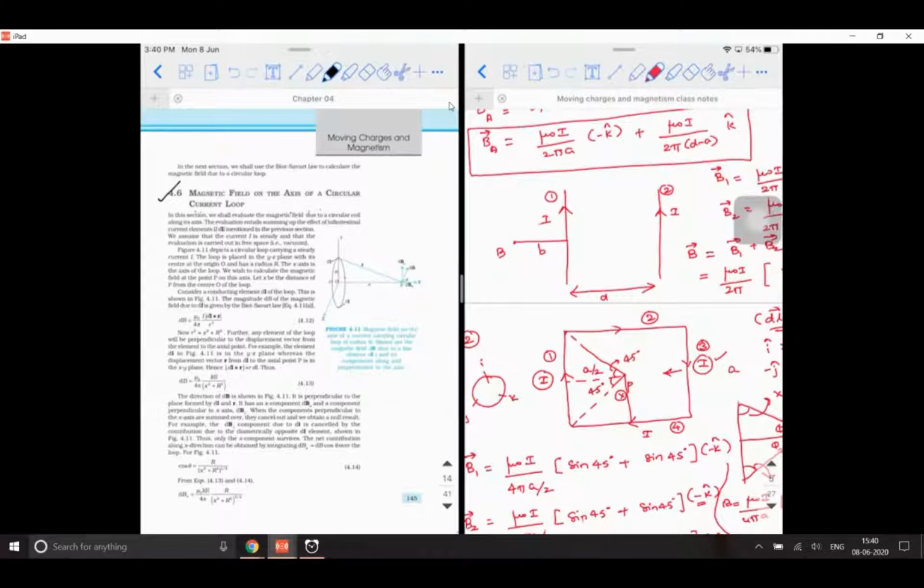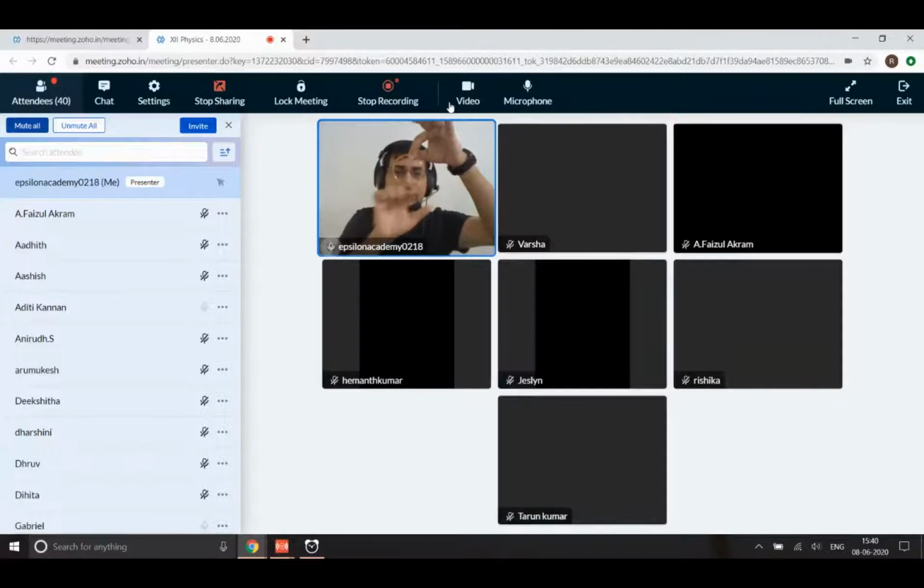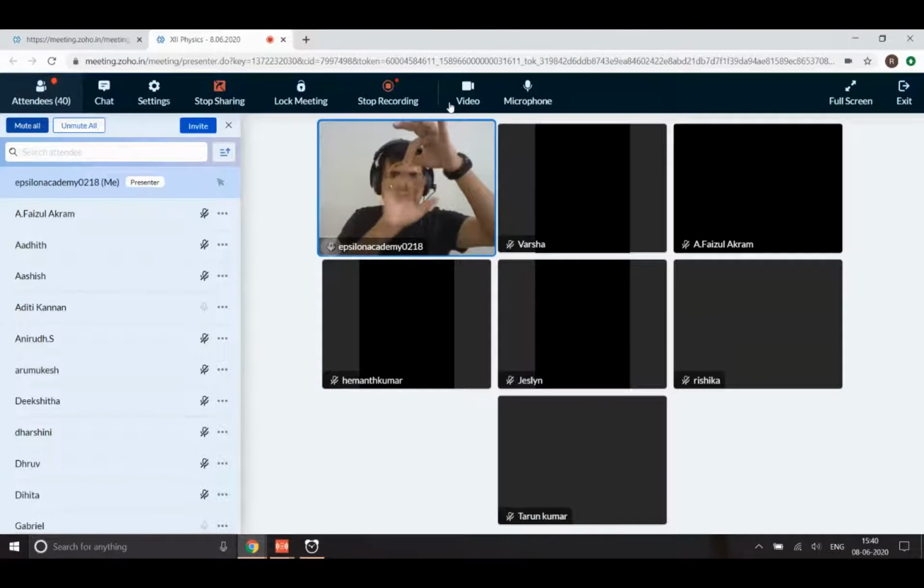Okay, I'm repeating it again: magnetic field on the axis of a circular current carrying loop. Means what will happen here is, you will have a circular loop. I've taken a small bangle. So you will have a circular loop. In the circular loop, the current can either flow in the anti-clockwise direction or clockwise direction.